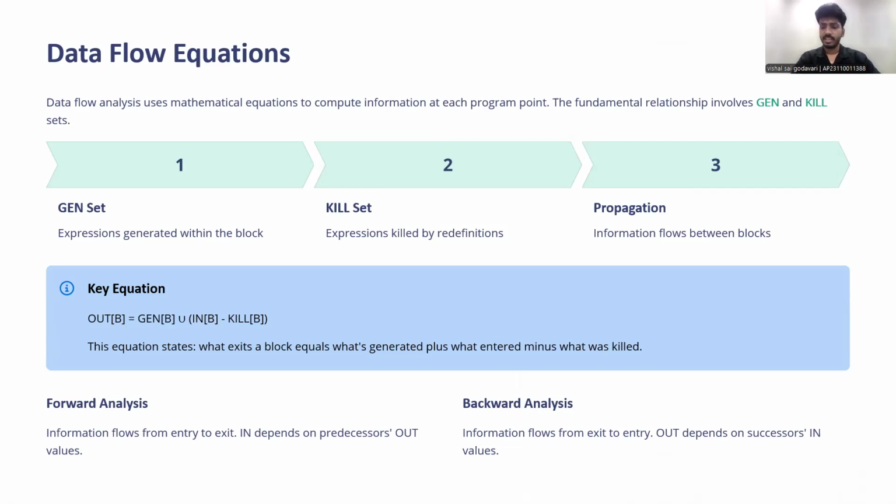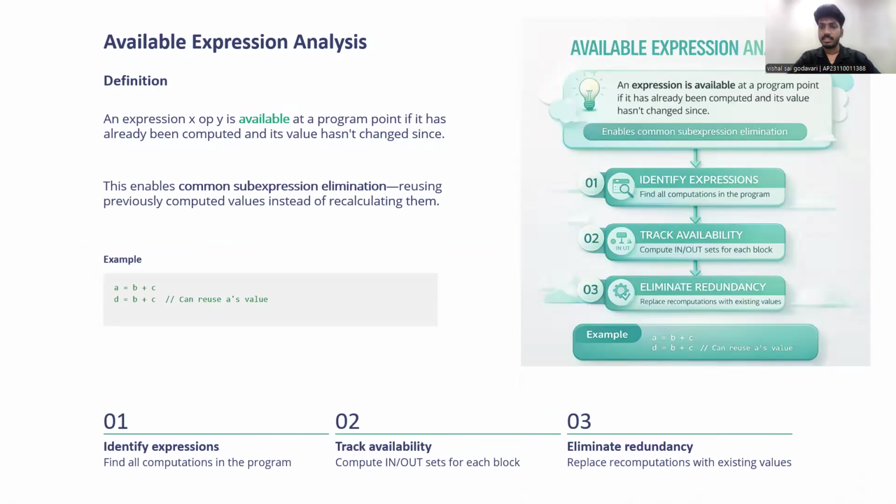And there is available expression analysis. This analysis checks whether a computation has already been done before. For example, if we compute b plus c once and nothing changes, we don't need to compute it again. So instead of recomputing, we reuse. This is called common sub-expression elimination. The steps involved in this process are identifying the expressions, tracking where they are available, and replacing redundant computations. This directly reduces execution time, and this is one of the simplest yet most powerful optimizations.